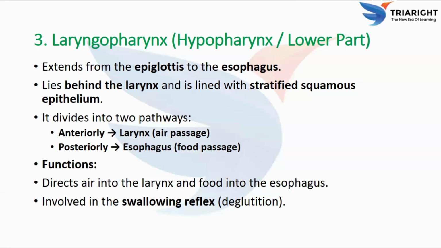During swallowing, the epiglottis closes over the larynx, preventing food or liquid from entering the airway. So whenever the epiglottis closes over the larynx, food is prevented from entering. This coordination is part of the swallowing reflex. This protects the lungs so that food doesn't enter the airway.